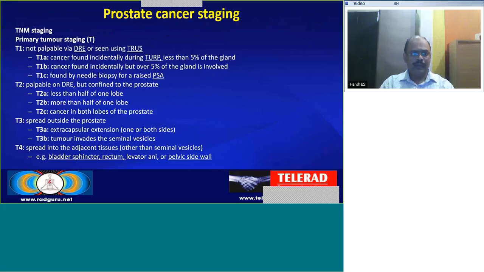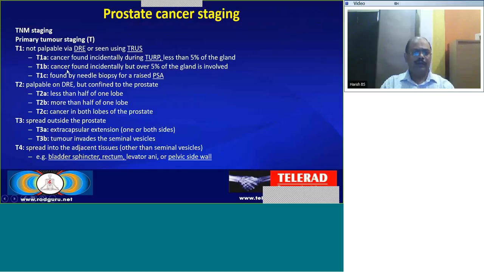Here, the TNM staging is used. The primary tumor staging is as follows. T1 involves a tumor which is non-palpable on digital rectal examination or is not seen on the transrectal ultrasound. The T1A is a cancer found incidentally during TURP, which constitutes less than 5% of the gland.